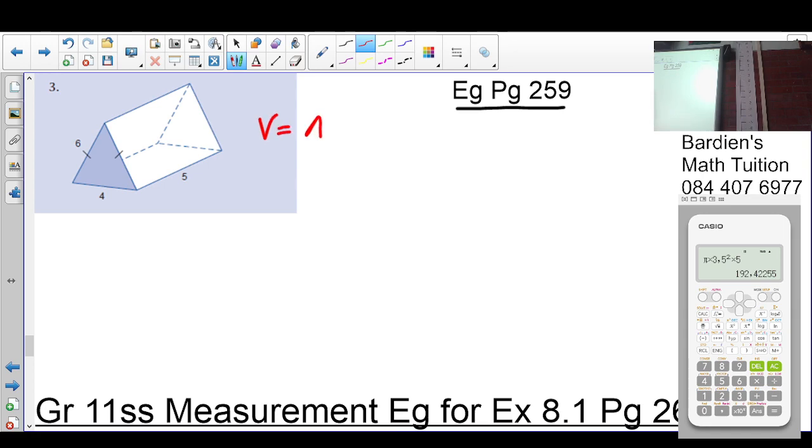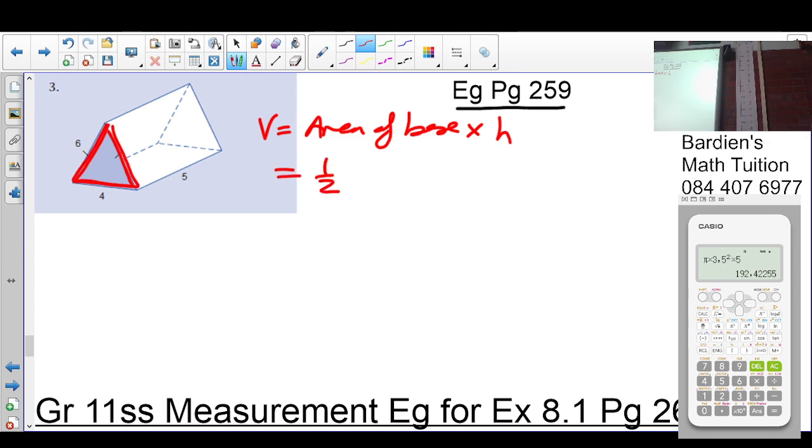How do you calculate the volume of this prism? It's going to be area of base times height. So this is your base here. What type of shape is that base? Triangle. So what type of prism is this? A triangular prism, not so? Right. So how do you calculate the area of a triangle?